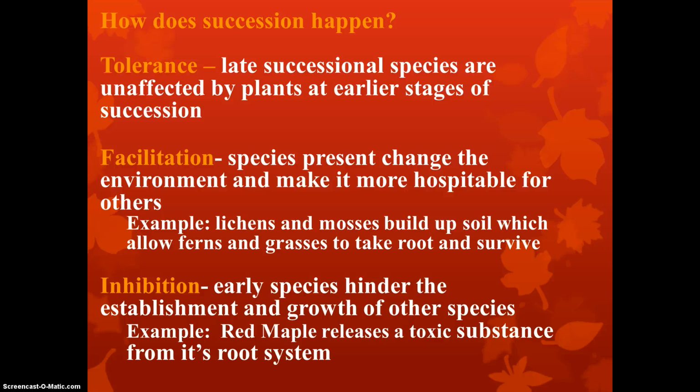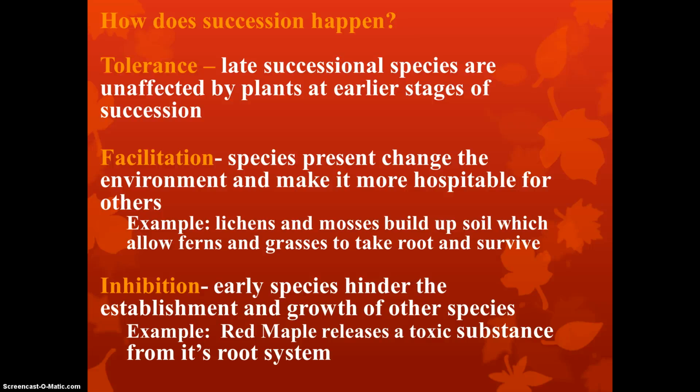Succession happens because of three different principles. We have tolerance. This is when late successional species are unaffected by the earlier stages. So my maples are not really harmed by my pine trees being there, and my perennial plants don't really care if the annual plants were there to begin with. They can grow just fine whether or not the annuals existed.